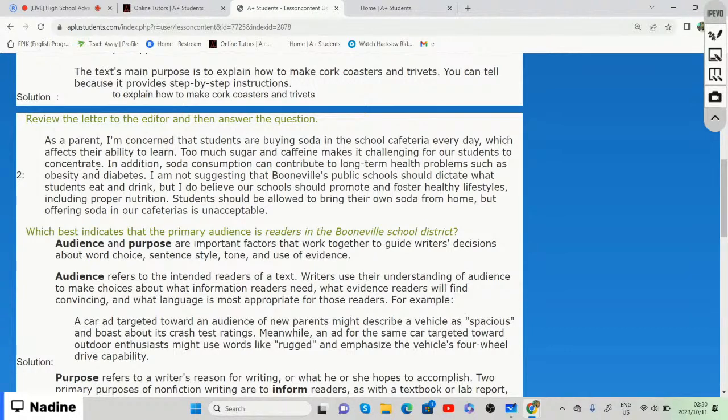So we need to review this letter and then basically give the main purpose of this letter.